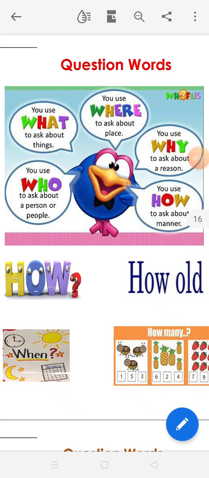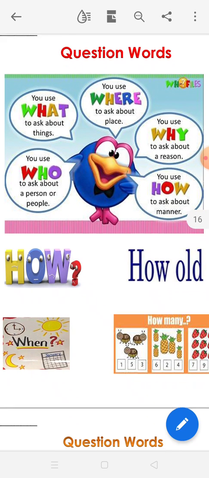Okay, now let's revise together one more time. We use who to ask about a person or people. For example, who is that boy? He is my brother Sammy. Who is your English teacher? It's Mr. Jack.